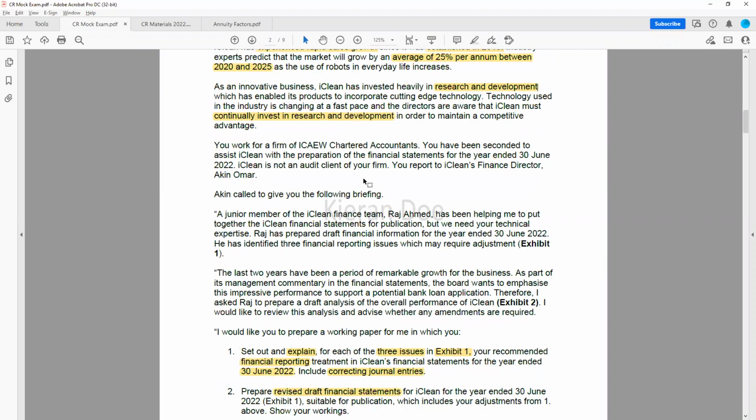So you work for a firm of ICAEW accountants. You have been seconded to assist ICAEW with the preparation of the financial statements for the year ended 30th of June 22. ICAEW is not an audit client of your firm. You report to the finance director, Akin Omar. So Akin called to give you the following briefing.